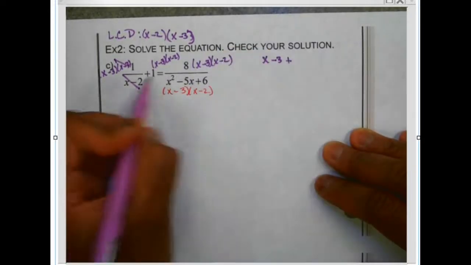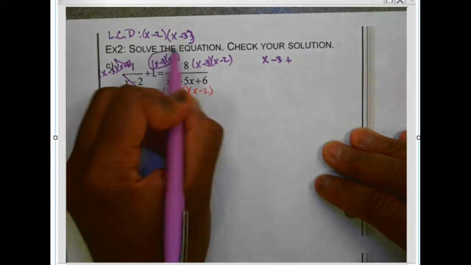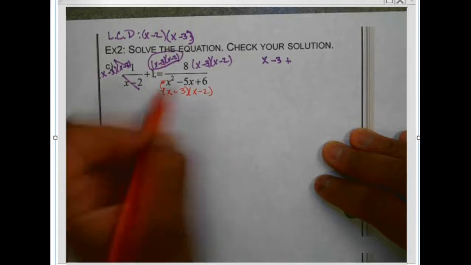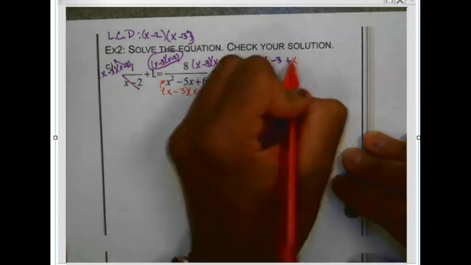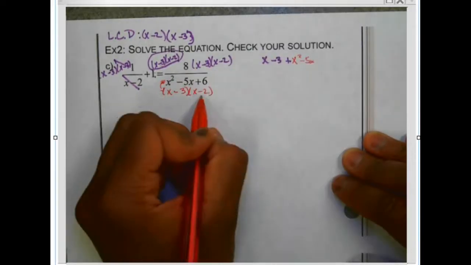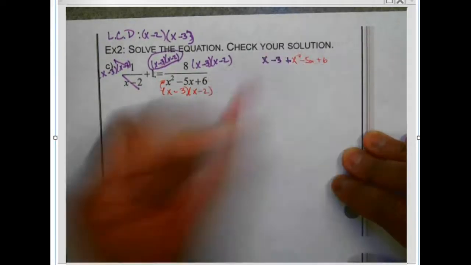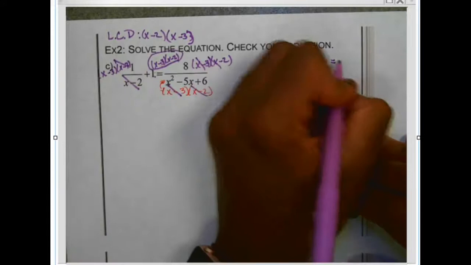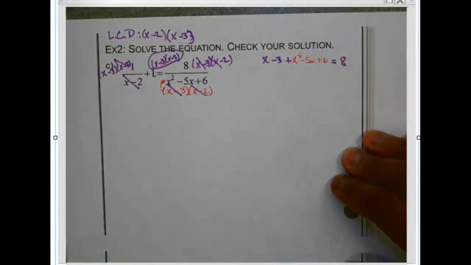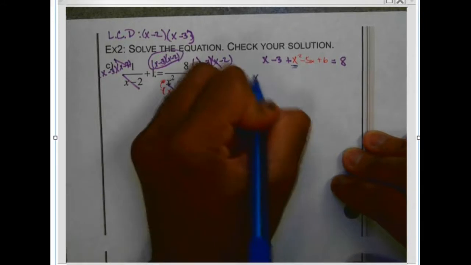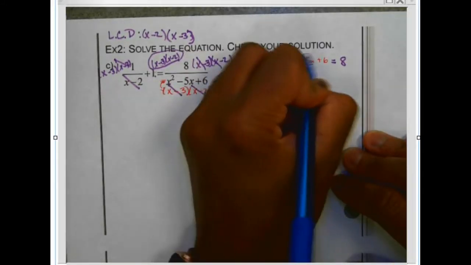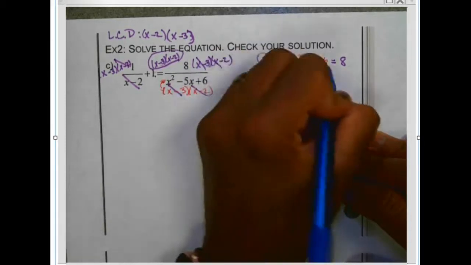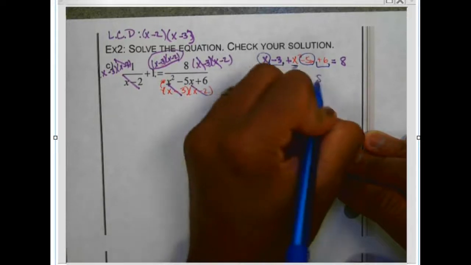Plus 1 times this. Now, what is this equal to? I know what it is multiplied out. It's the same thing as this multiplied out. So I'm going to say that it's x squared minus 5x plus 6 equals, cancel, 8. All that's left from that big old long thing is just an 8. So x squared, and then I have x minus 5x is negative 4x, and then I have negative 3 plus 6 is plus 3 equals 8.